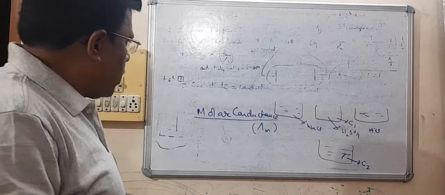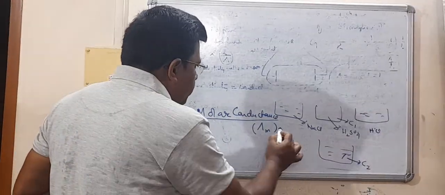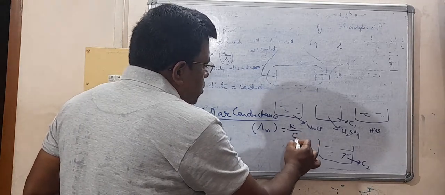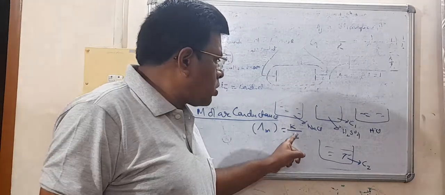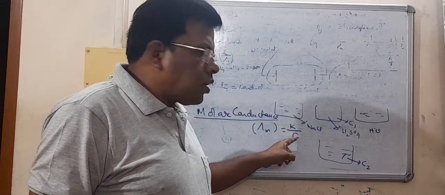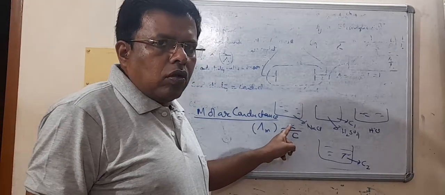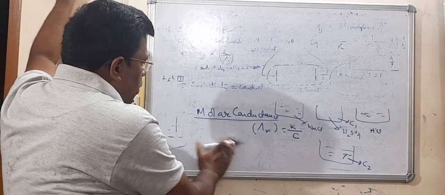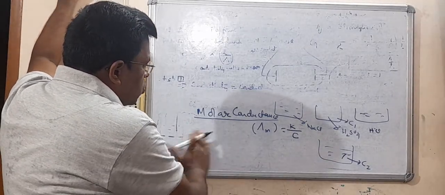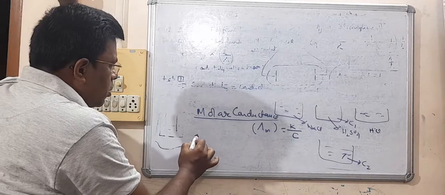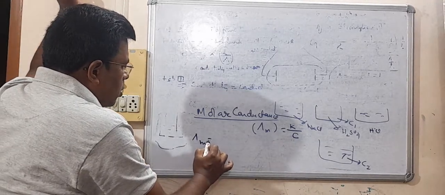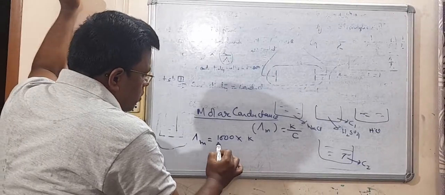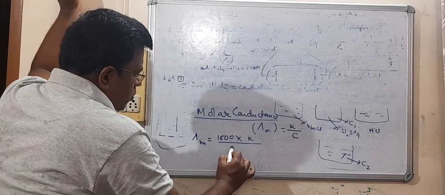So molar conductance we can write as conductivity by concentration. When I write conductivity by concentration, this is for unit mole. Now, based on the unit, we have some other relations for molar conductance. One relation you have to remember is 1000 into conductivity by molarity.